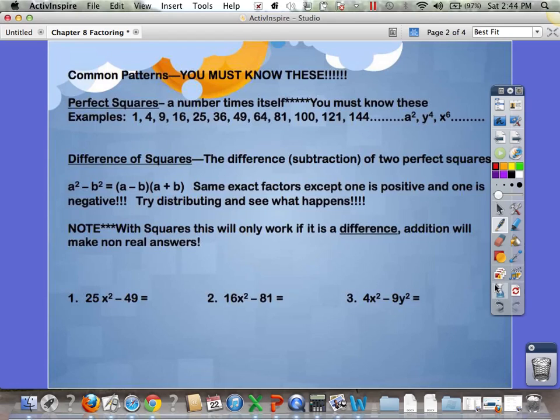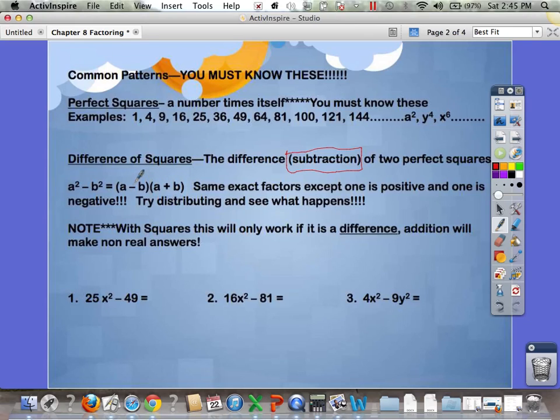All right, so difference of squares. Difference means subtraction, and you must know that. It's not addition of squares, it's difference of squares. So it always has to be subtraction. Two perfect squares would be numbers like this, or variables like this. For example, if we had a squared minus b squared, because a squared is a perfect square, and b squared is a perfect square, and we have subtraction in between, that will factor really nicely and makes a really quick factoring problem. It factors out to be a minus b times a plus b.